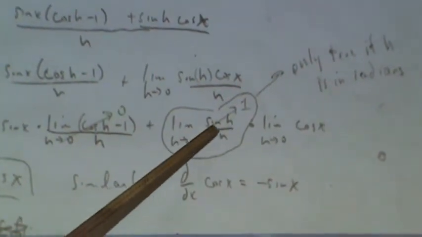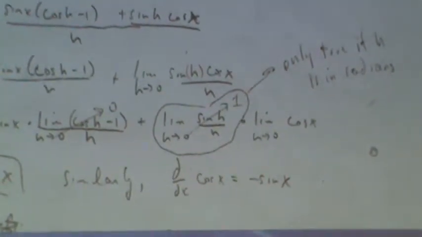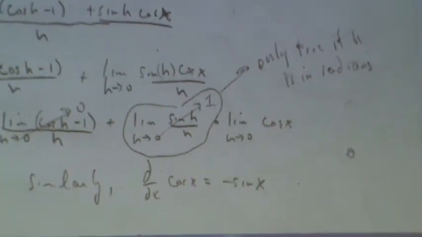That is, as h approaches 0, sine of h over h gets closer and closer to 1. But this is true only if h is in radians. If h is in degrees, if x and h and everything else is in degrees, then this ratio isn't 1. This ratio ends up being pi over 180, right?